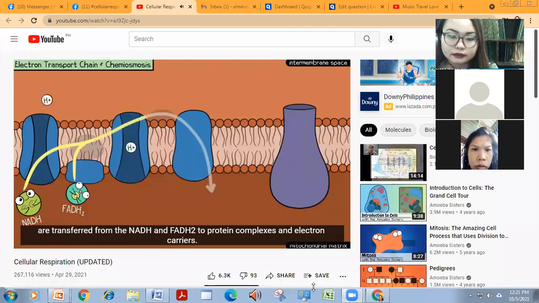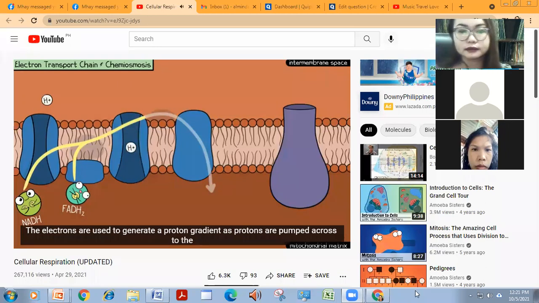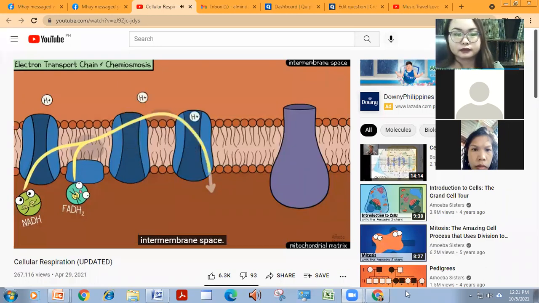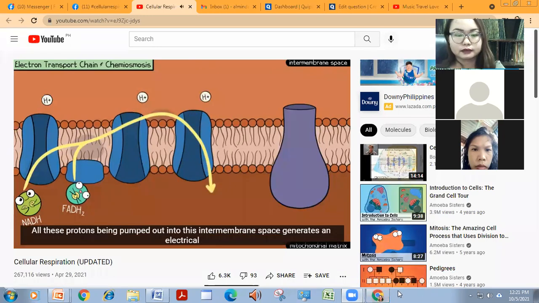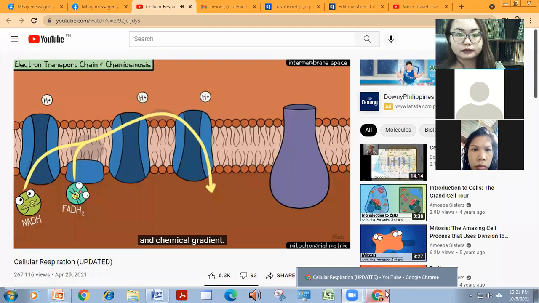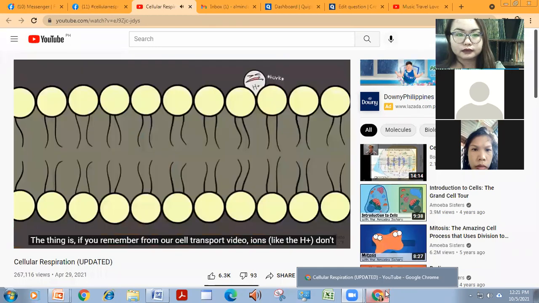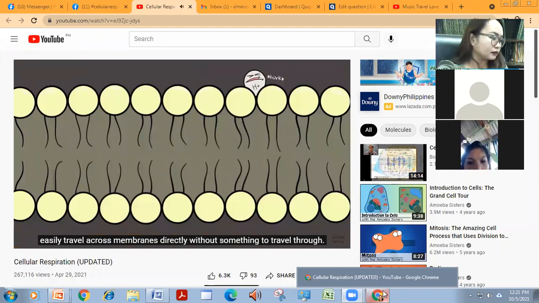The electrons are used to generate a proton gradient, as the protons are pumped across to the intermembrane space. All these protons being pumped out into this intermembrane space generates an electrical and chemical gradient. The thing is, if you remember from our cell transport video, ions, like H+, don't easily travel across membranes directly without something to travel through.